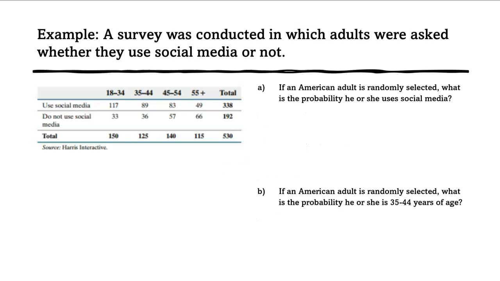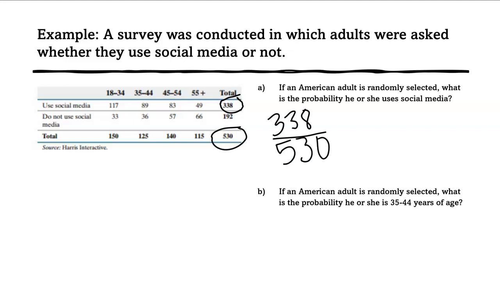Now for this last example, it says a survey was conducted in which adults were asked whether they use social media or not. And these are the results in the chart right here. Our first question is, if an American adult is randomly selected, what is the probability he or she uses social media? So in order to find that, we need to know the total that uses social media, which would be this top number right here, 338, divided by the total number that were surveyed, which will be this bottom number right here, which is 530.